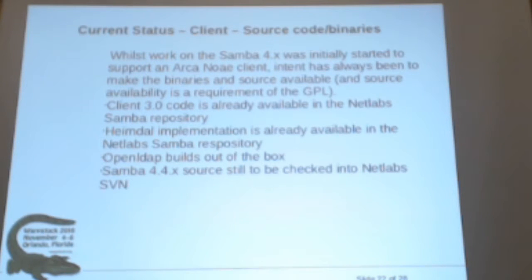And the Samba 4.4 source, I still need to get around to checking into the NetLabs SVN, and I'll do that the next rainy day. Though it's heading towards summer here, so that could be a while. I think it's about 25 degrees centigrade here today, so probably mid-70s Fahrenheit for you heathens that still use Fahrenheit.